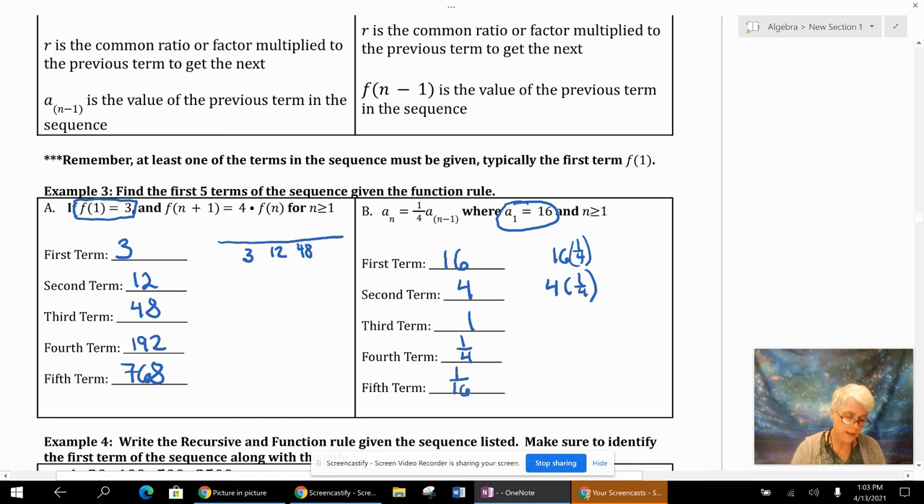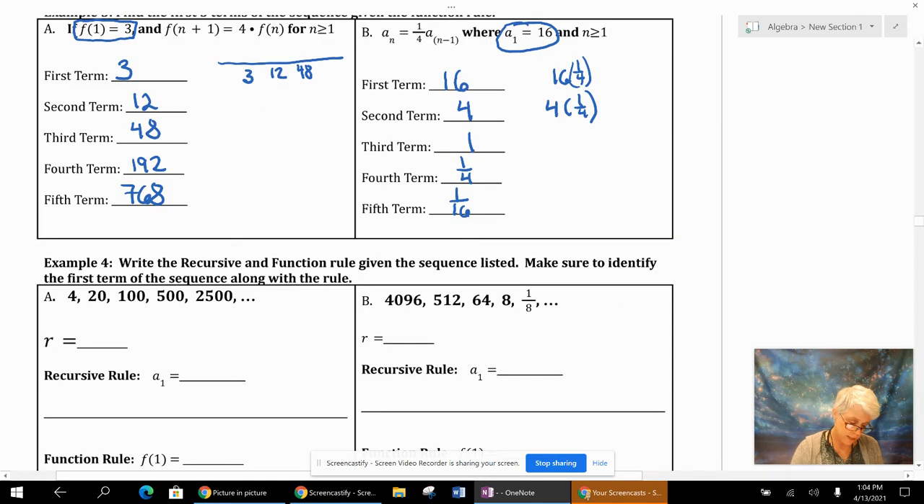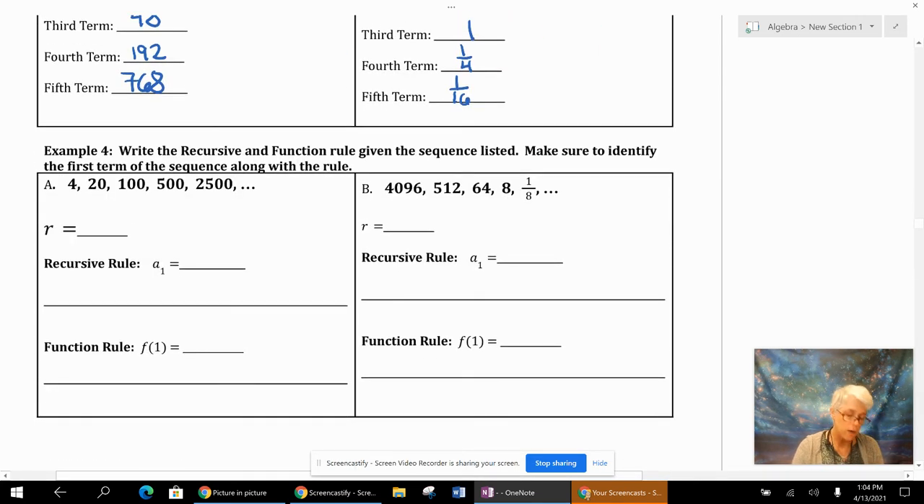Okay, let's move on. And those are the two things that you're really going to want to focus on understanding and knowing, which is how to read the function and to say, okay, what's the first term going to be and what's the ratio going to be. Let's move on to the next one. Okay, now we don't have the rule. Now we have the sequence. So it's up to you to figure out what is the first term and what is the ratio. We're not going to actually write the rule here. We're just going to look at those two things.